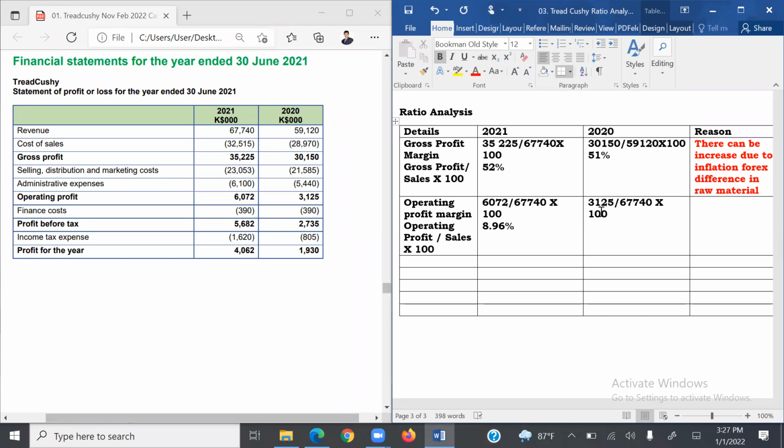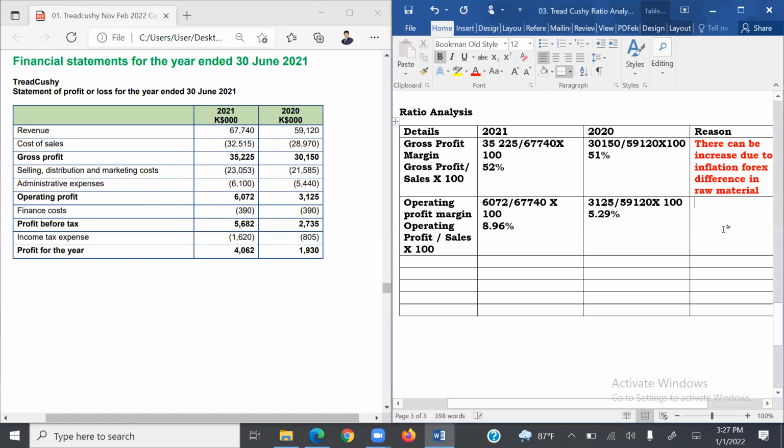So students, shall we work on that? 3,125 divided by, please excuse me, it should be 59,120, which is the sales figure. Let's calculate and see what answer you get. The answer you need to get here is 5.29, if I'm not mistaken. So I'll write down here, 5.29 percentage. Thank you very much, students.